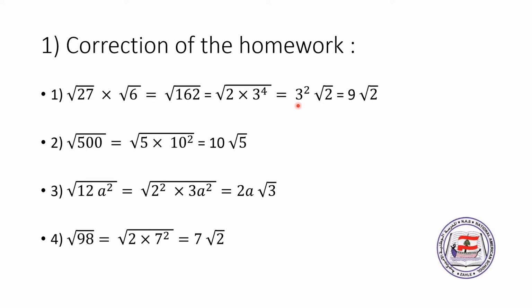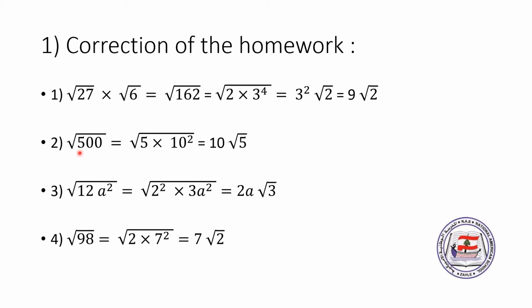Where did we get 3 to the power of 2? To simplify a square root, we reduce the exponent of the base by its half. So exponent 4 will be reduced to exponent 2. And the final answer is 9 radical 2.